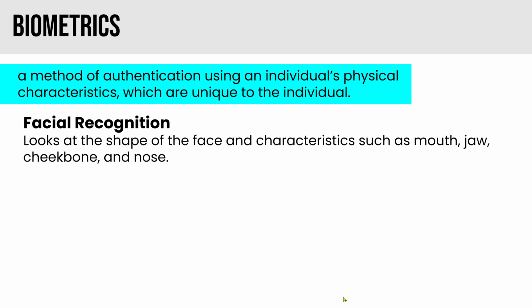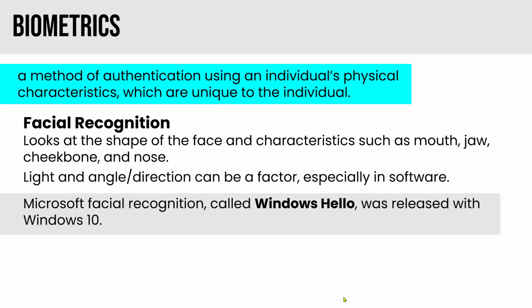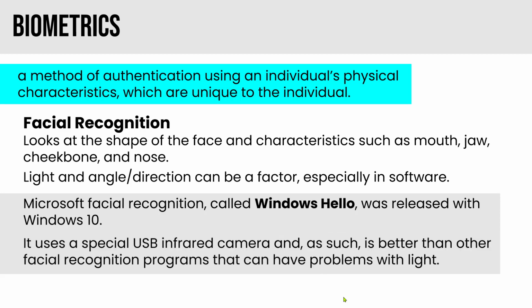Facial recognition, which looks at the shape of the face and the characteristics like mouth, jaw, cheekbone, and nose. Now, light and angle direction can be a factor here, especially in software. Microsoft's facial recognition solution called Windows Hello was released in Windows 10, and it uses a special USB infrared camera, so it's a little better than some other facial recognition programs that can have problems with light.